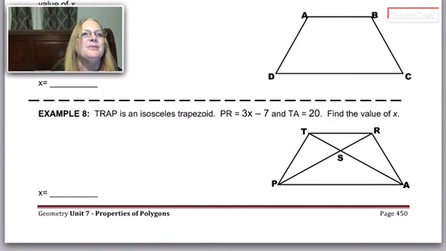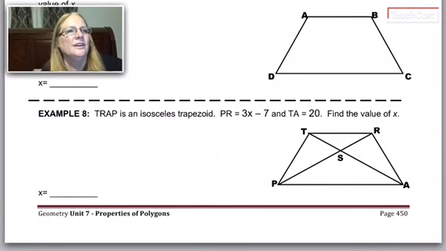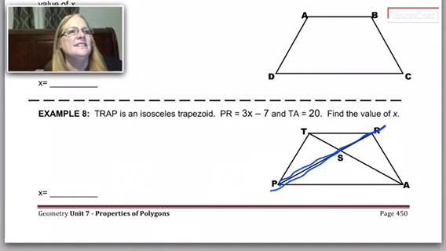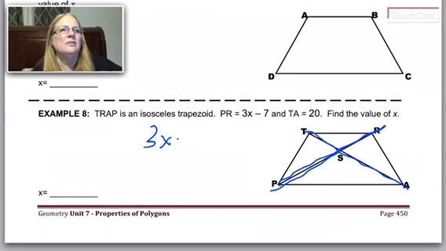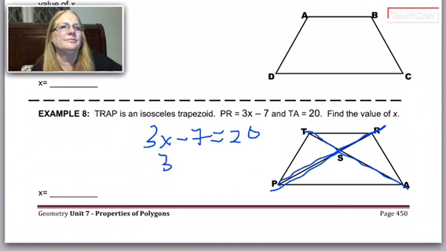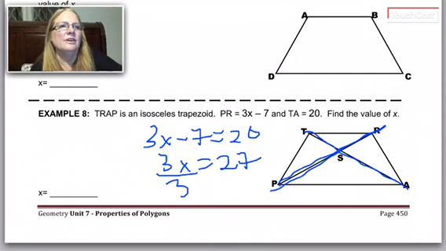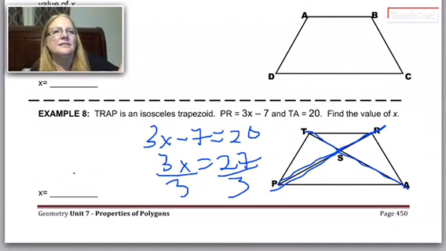Okay, last example. We have an isosceles trapezoid, and they give us PR. So PR is this diagonal. And they give us TA, which is this diagonal. And one of the properties is that diagonals are congruent. So we're just going to set 3x minus 7 equal to 20. Add 7. 3x is equal to 27. Divide by 3. And x is equal to 9.